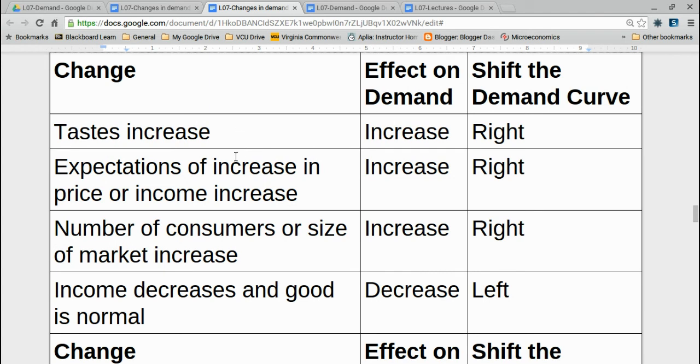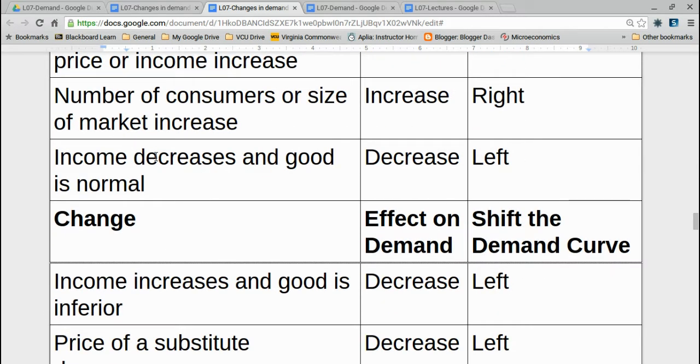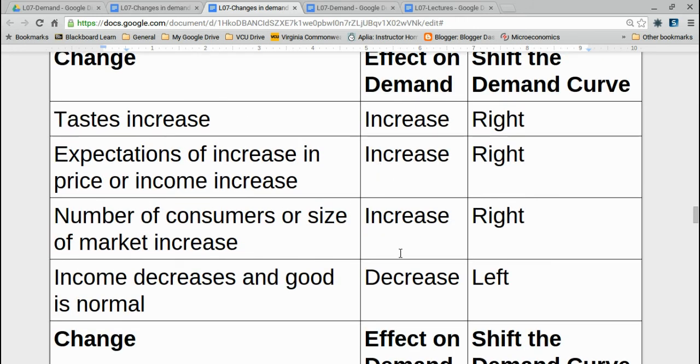Taste goes up, expectations of an increase in price or an income increase, or the number of consumers or size of the market increase. All of these will tend to increase demand and shift the demand curve to the right. We get opposite effects when income decreases and the good is normal, then the demand will decrease and the demand curve will shift to the left.